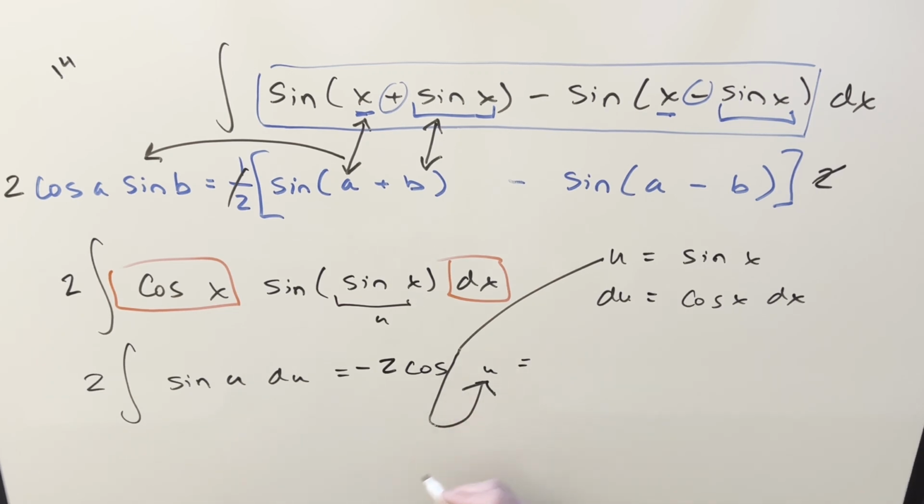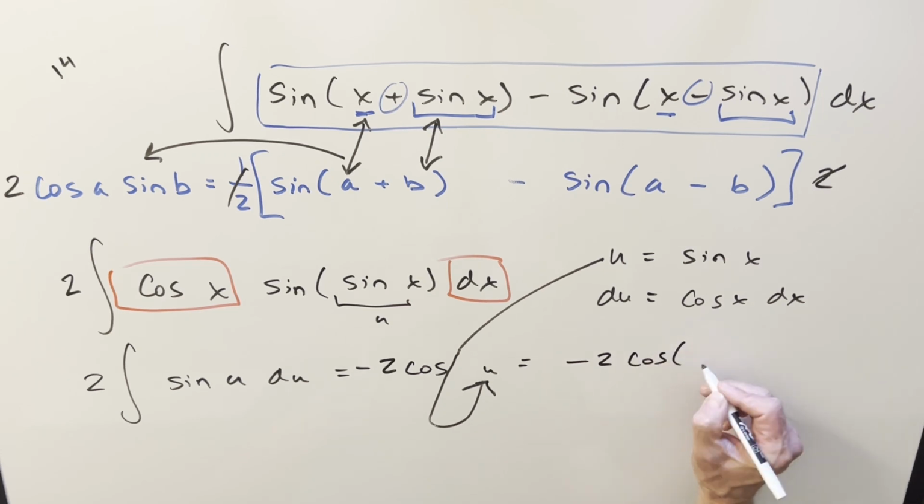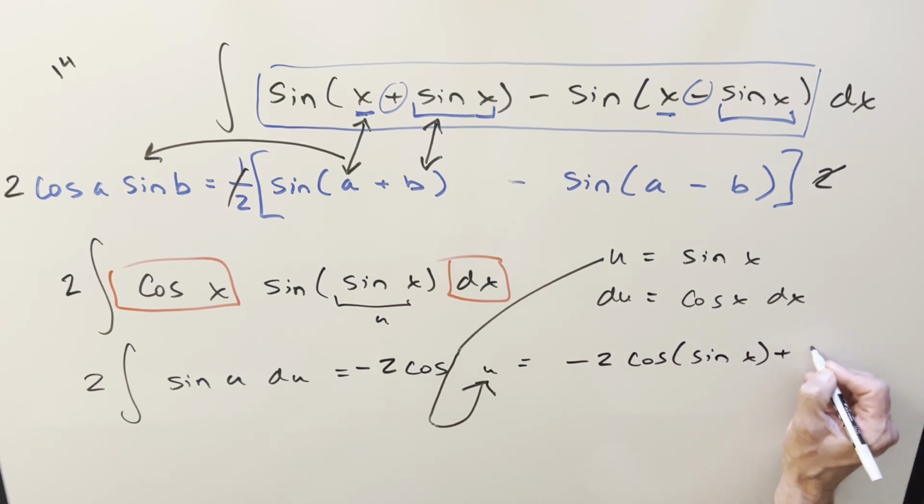So now we go ahead and back substitute on it, and for my final solution, we just get minus 2 cosine sine x, plus c, and that's it.